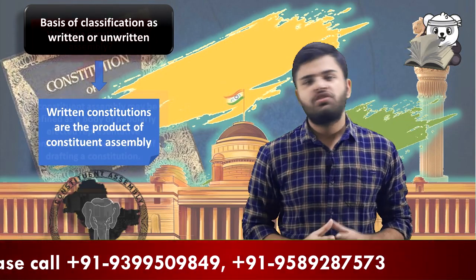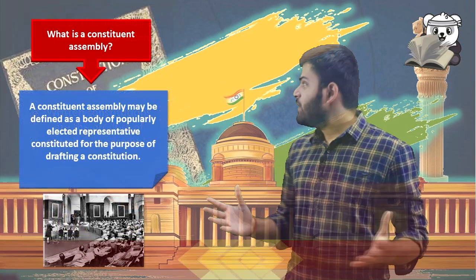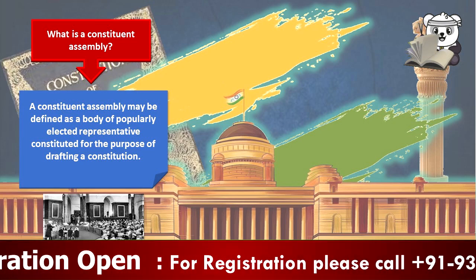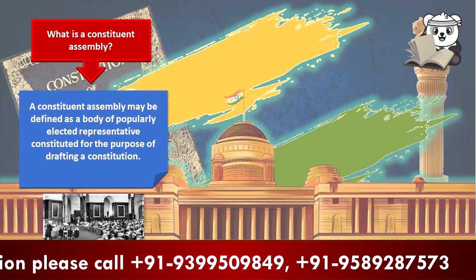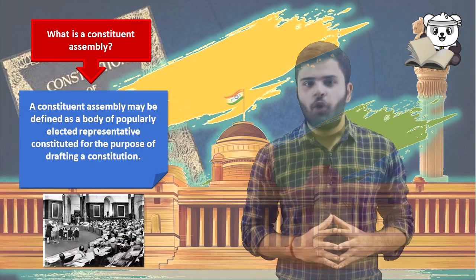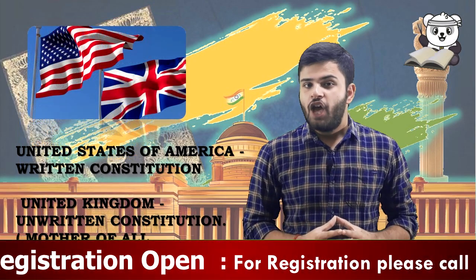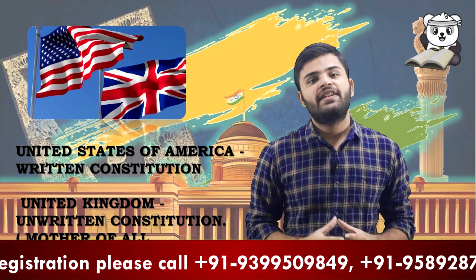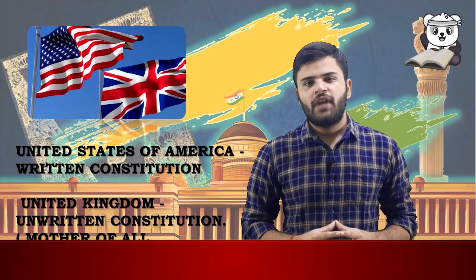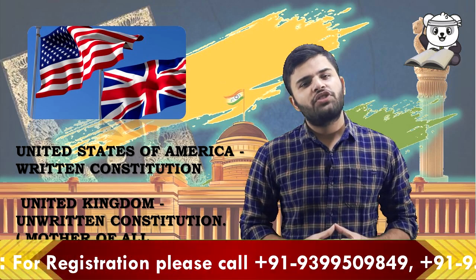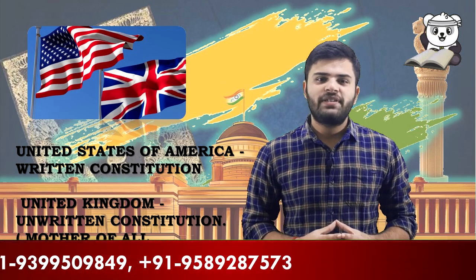But what is a constituent assembly? A constituent assembly may be defined as a body of popularly elected representatives which is constituted for the purpose of drafting a constitution. I hope this is clear. United States of America is an example of written constitution, whereas Britain, United Kingdom is an example of unwritten constitution. And here is a fun fact for you. The constitution of UK is known as the mother of all constitutions. Why is it known as the mother of all constitutions? We will discuss all those basic facets in upcoming video lectures.